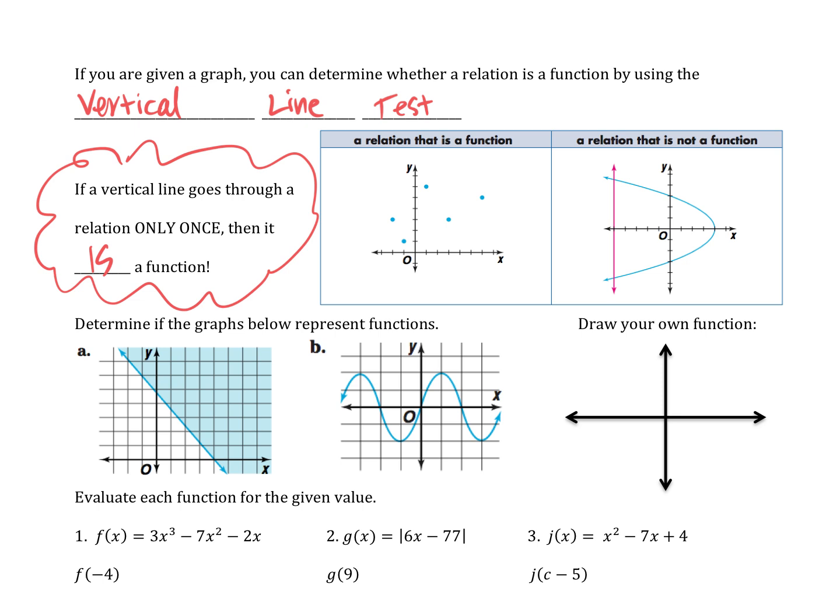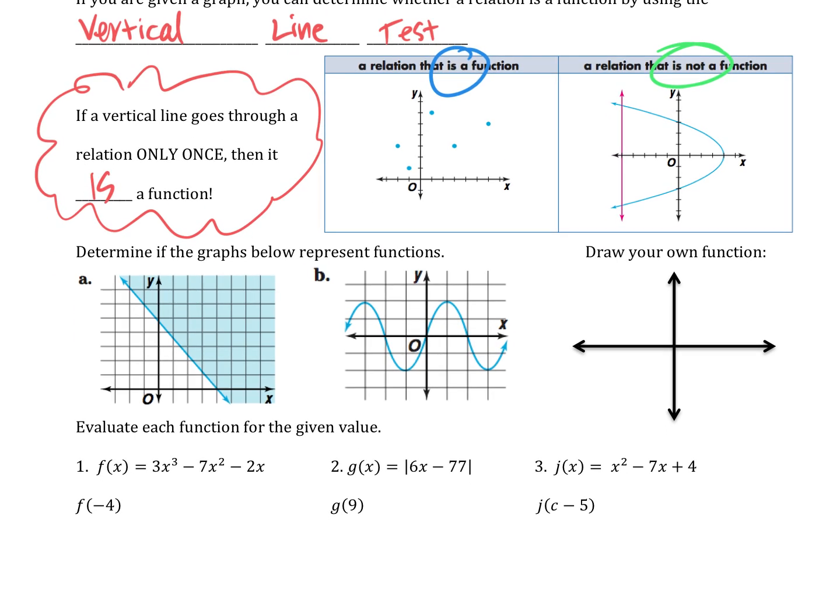So a little example of that, check out these points. If I do a vertical line, boom, it hits that point once, only 1 point, 1 point, 1 point. That's why those points represent a function. And then this graph, when I put a vertical line through it, it goes through it twice. Therefore, that's not a function. Cool? Let's take a peek at B before we do A or the last one. Do you think that B represents a function?